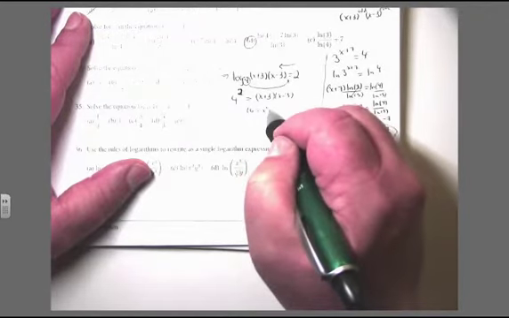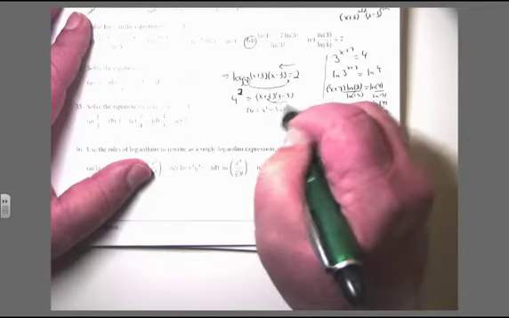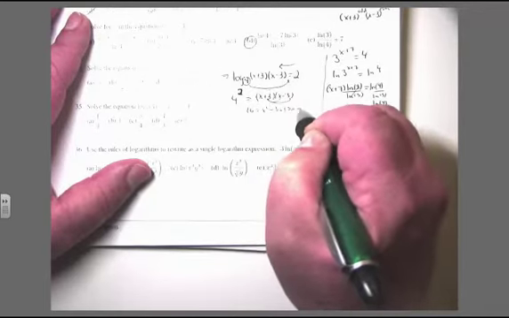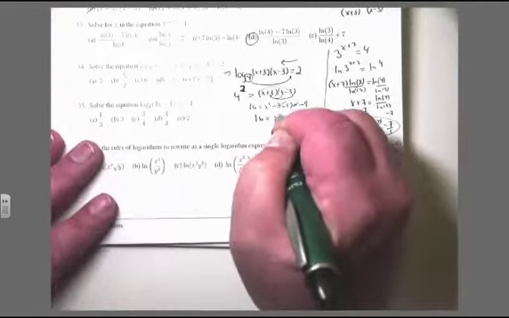X times minus 3 is minus 3x. 3 times x is plus 3x. And then positive 3 times minus 3 is minus 9. The inner terms end up canceling. So you get this equation: 16 equals x squared minus 9.